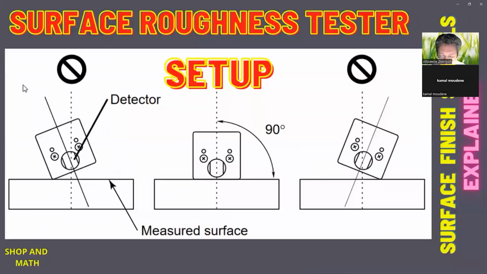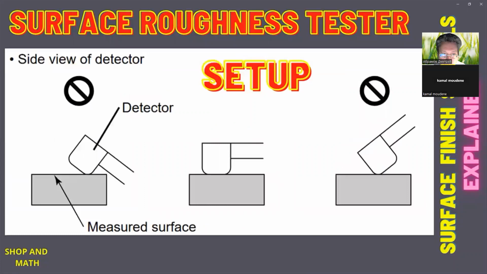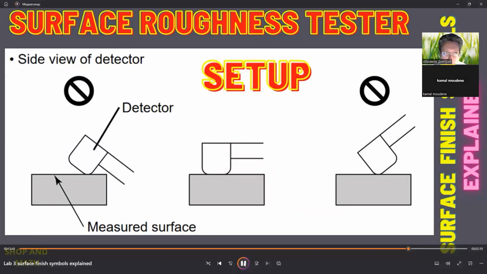Surface roughness tester setup. It is important to be perpendicular when you're setting this up. If not, you'll get cosine error. And if you're unsure of what cosine error is, check out my YouTube video, Cosine Error Explained. With a skidded probe, it is very important to be parallel to the surface you're checking. Not so much with a probe style, but with a skidded, it is extremely important.